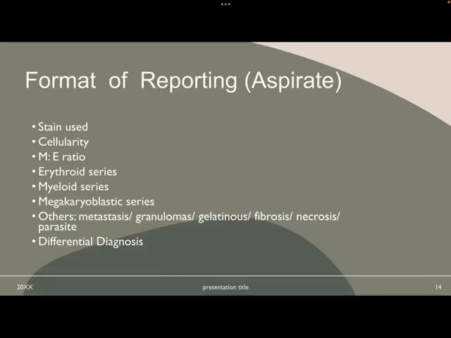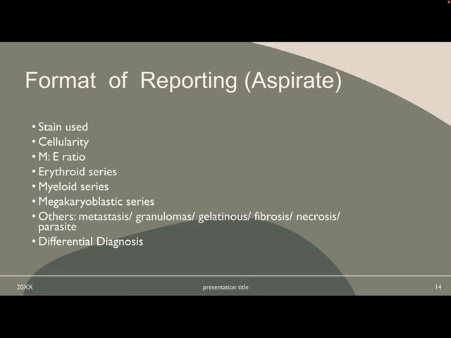So in bone marrow, I would say first you have to write about the stain used. Mostly it will be H&E, and then you have to write about the cellularity. Sorry, H&E is especially for bone marrow biopsy, and here I have given mainly the format of aspirate, because bone marrow aspirate is the main thing which they will be keeping for the exam. I'm not saying that biopsy won't be kept.